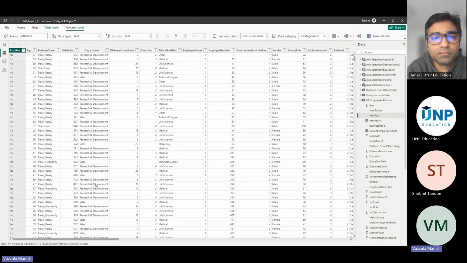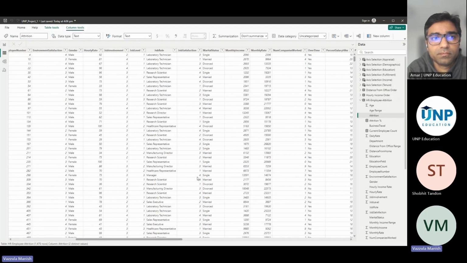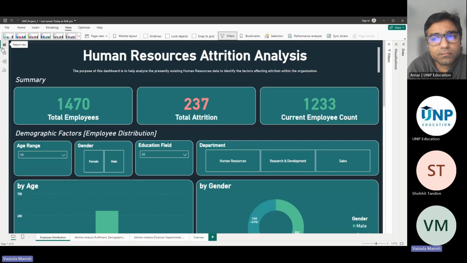So we have a lot of data here, like department, business travel, education, whether they're married, single, divorced. So we're trying to basically understand through this data what are the causal factors behind the attrition that's present within the company. So it's definitely not like a normal dashboard where we're trying to understand KPIs where we have certain targets to reach, etc., etc.